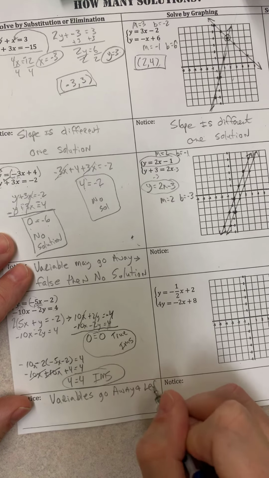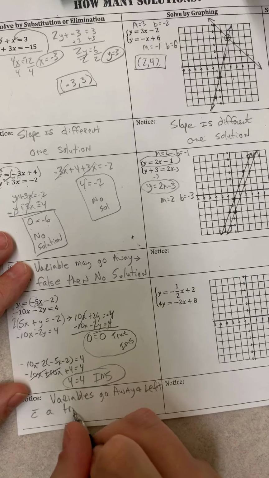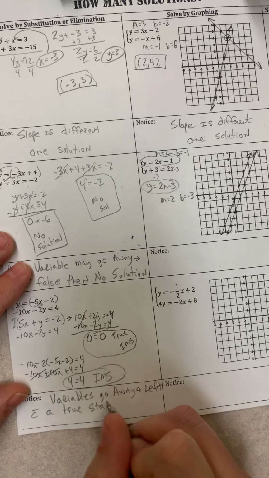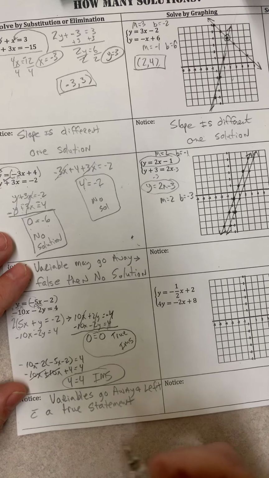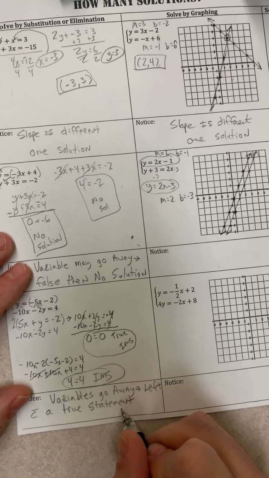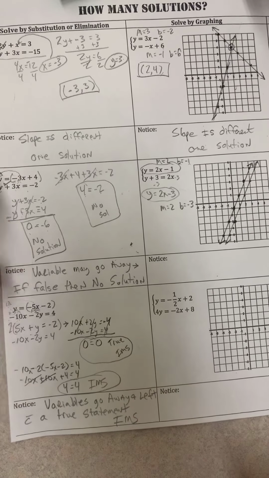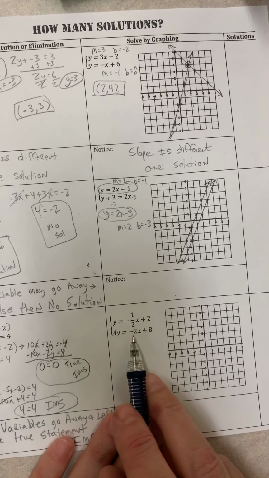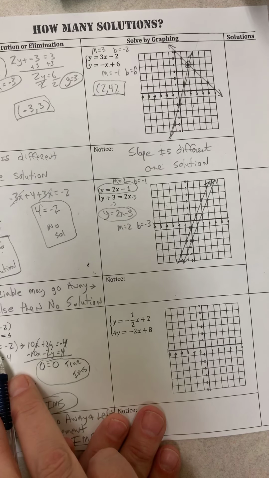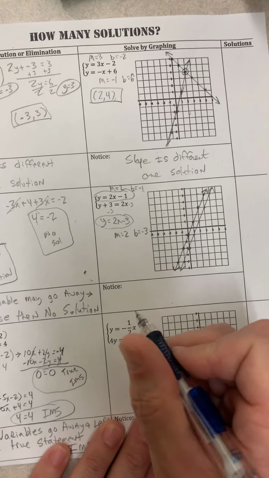but this time you are left with a true statement. And those lines are exactly the same. This is infinitely many solutions. What's it look like graphically? And you could think of this one as if you were going to graph it. This is already in y equals mx plus b.